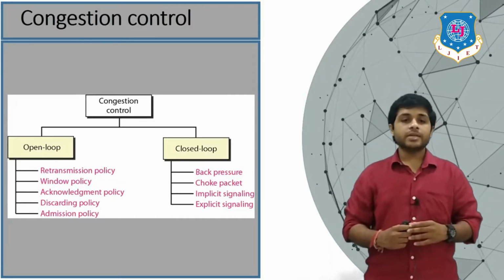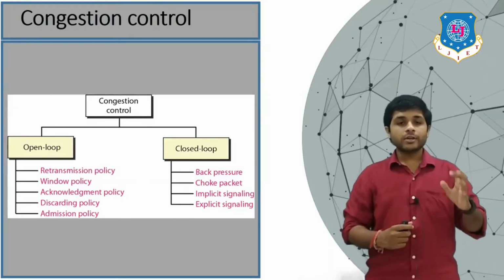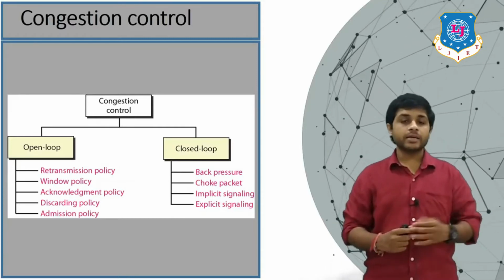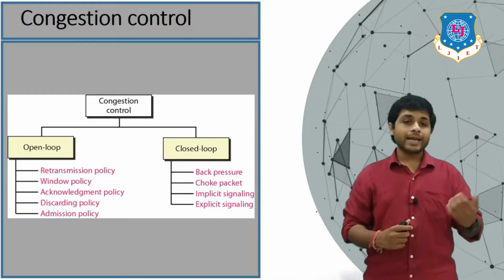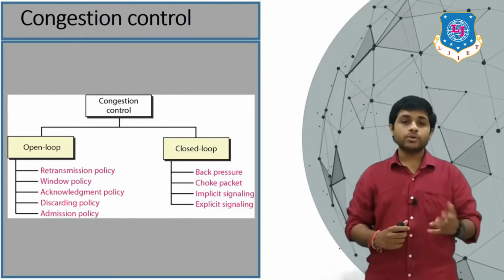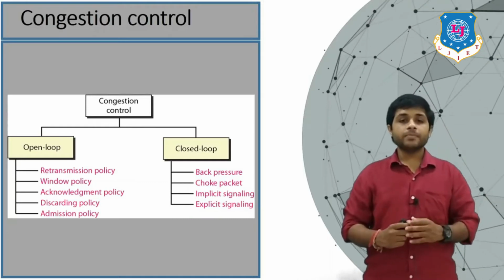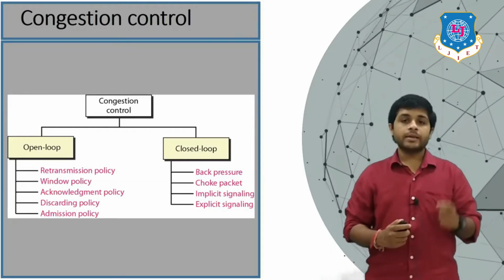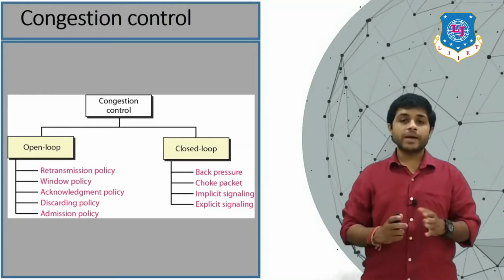Then the last type is the admission policy. The admission policy tells that the router can analyze packets which have high priority and it can discard some packets or it can delay some packets according to the priority. The second type of congestion control is the closed loop congestion, and let's discuss the first type in the closed loop congestion, which is back pressure.